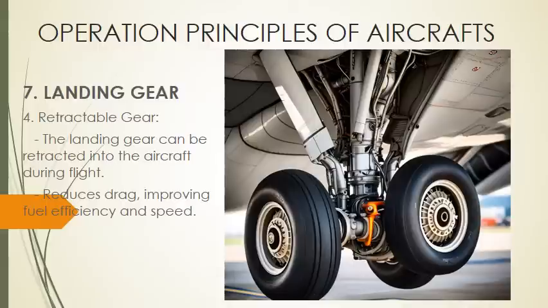Retractable landing gear. This is the opposite of what I just talked about, the fixed landing gear. Here, the landing gear can be retracted into the aircraft during flight. Depending on the type of retraction mechanism that is used, commonly either mechanical or hydraulically powered, whatever the means, the landing gear is taken back into the aircraft. What does this lead to? It leads to reduced drag, and also improves fuel efficiency and the speed of the aircraft.